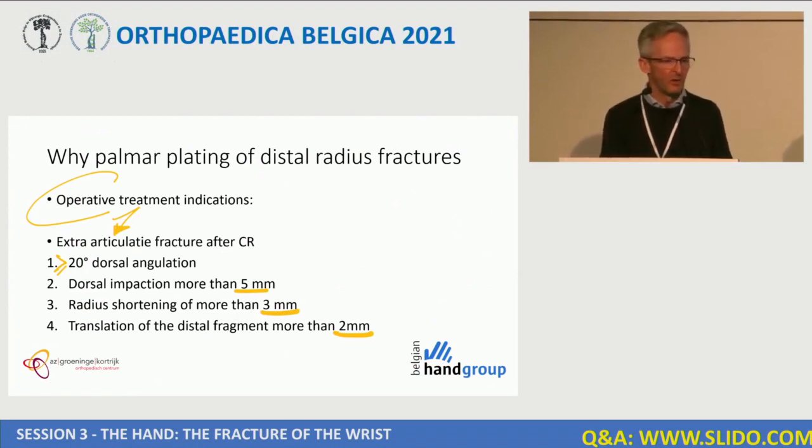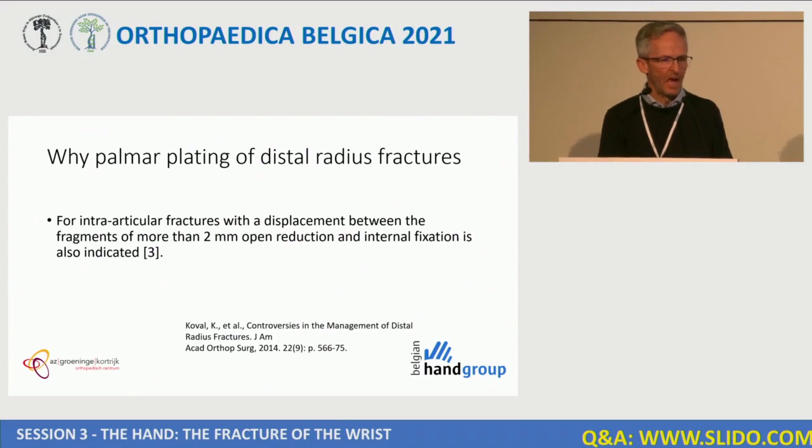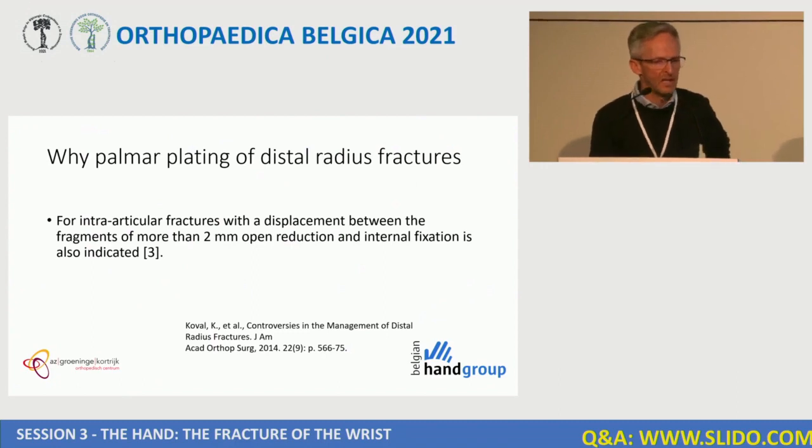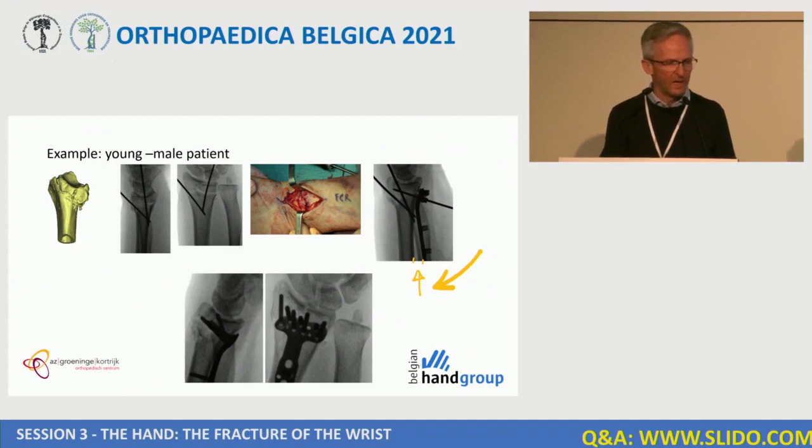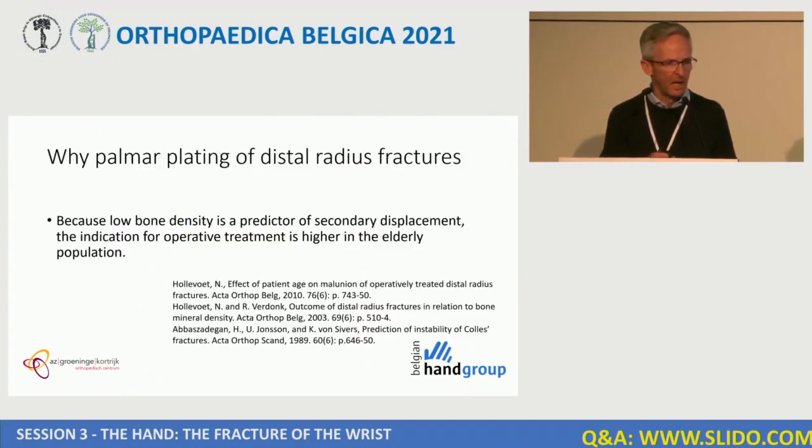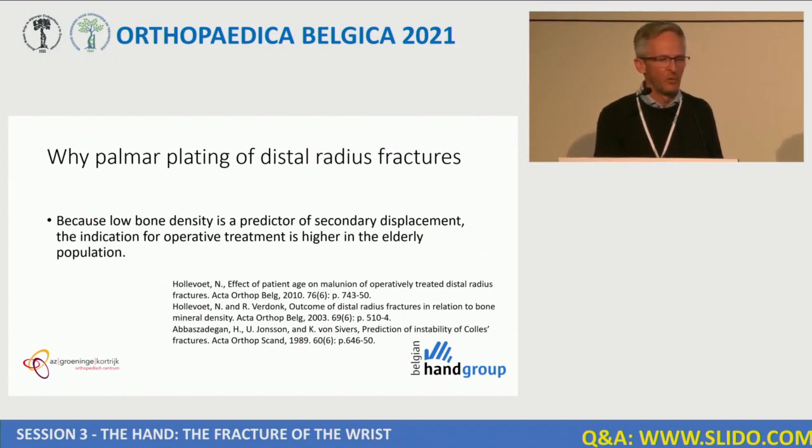Indications, everybody should know them because it's the indication for every treatment almost. More than 20 degrees dorsal angulation, impaction of more than 5 millimeters, a radius shortening of more than 3 millimeters, and translation. And we have to also say intra-articular displacement between fragments of more than 2 millimeters, open reduction and internal fixation is indicated. And I have to go back, I'm sorry. Okay, and because low bone density is a predictor of secondary displacement, the indication for operative treatment is higher in the osteoporotic group or the elderly group. This is for you to decide what's elderly.